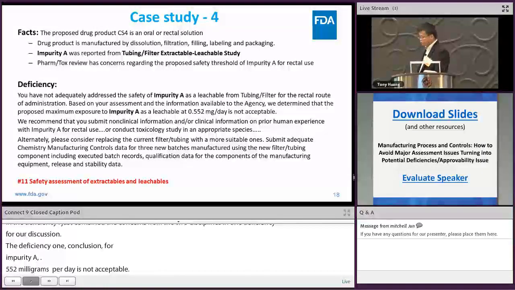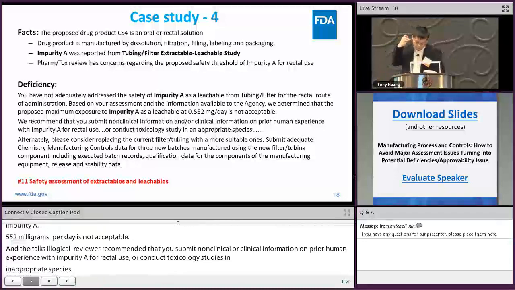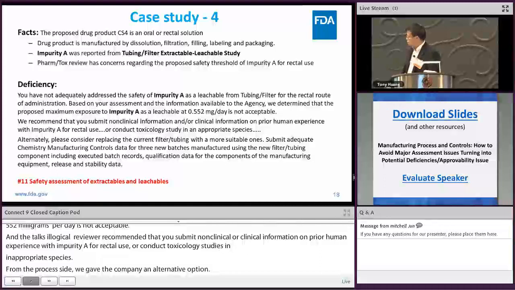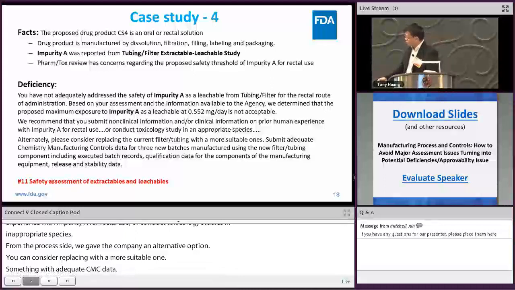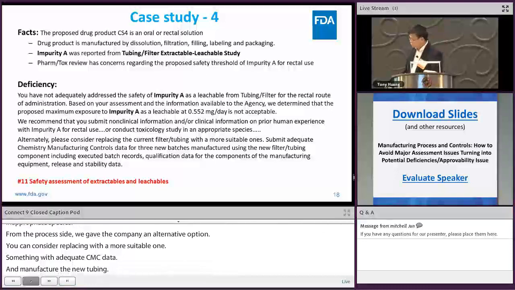Of course, from process side, we have given the company an alternative option. We said, you can consider replacing the current filter or tubing with more suitable ones, and submit adequate CMC data from 3 new batches manufactured with this new tubing and filter. So this, again, the reason is due to the safety concerns on extractables and leachables.